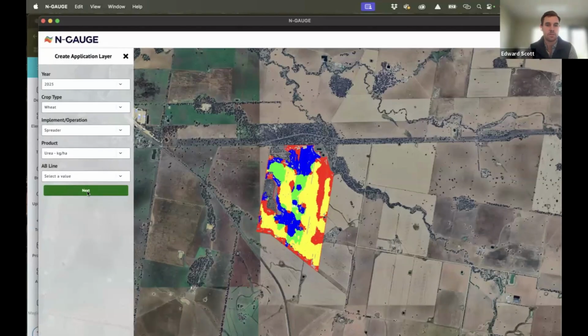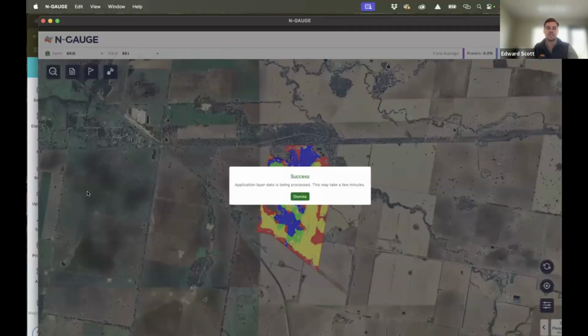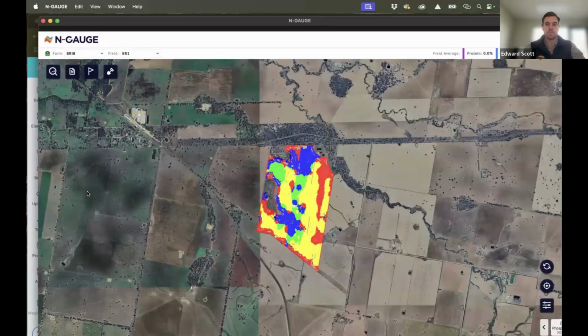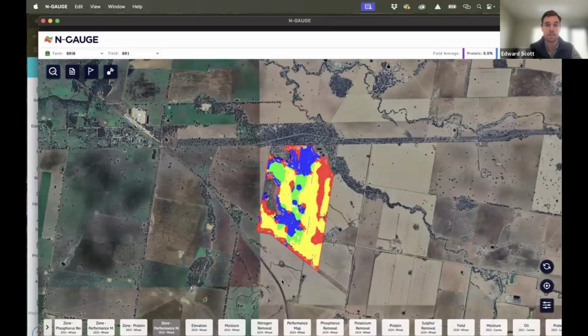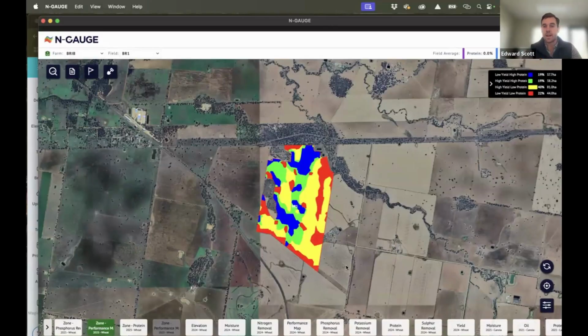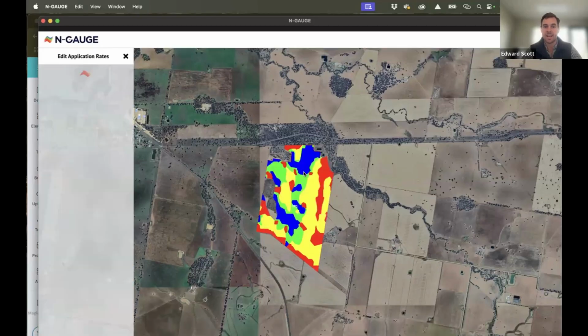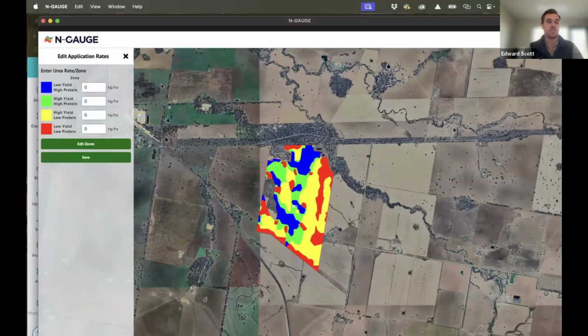You do go next, and yes, there's obviously cloud-based computing, so that data just shoots off to the cloud and will be created in anywhere from 30 seconds through to a couple of minutes, depending on the server speed at the time. Then once that map is created, it will sit here as a map, which we can then assign rates to. So this being a urea map, we can then push and hold there and edit the layer and assign the rates. So typically, where do we start on this?